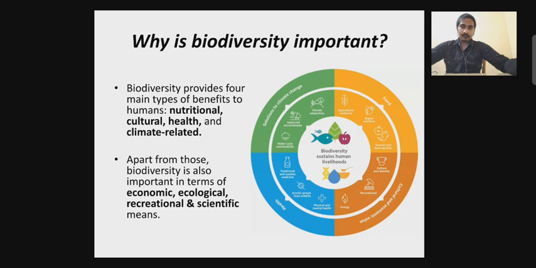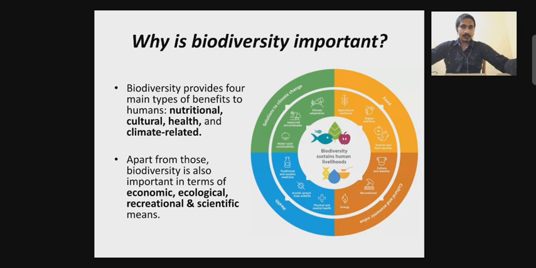Health, obviously from the various sources of plants and animals we obtain important, life-saving medicines. And as well as that, the plants and animals, the living composition of the earth, interacts with the abiotic composition of the earth to replenish and purify the air, and in turn it protects our health. It purifies the environment. Apart from those, biodiversity is also important in terms of economic, ecological, recreational, and scientific means.